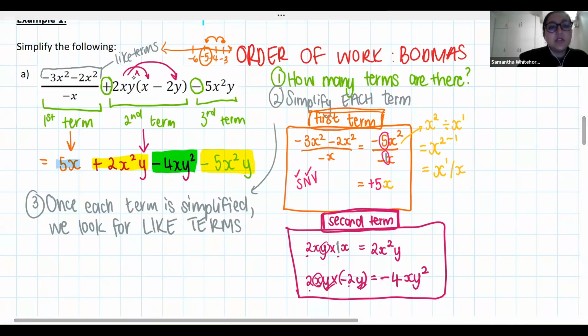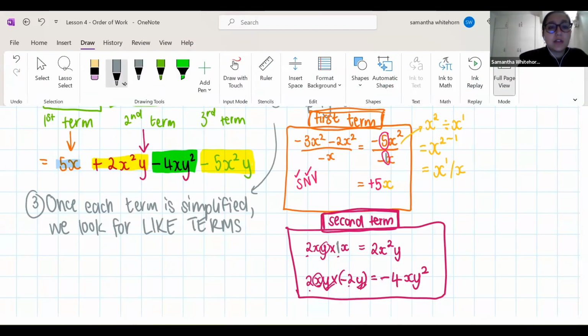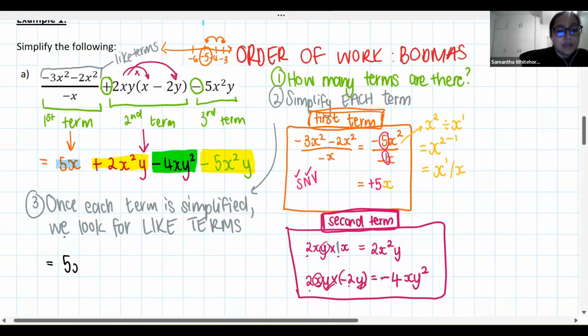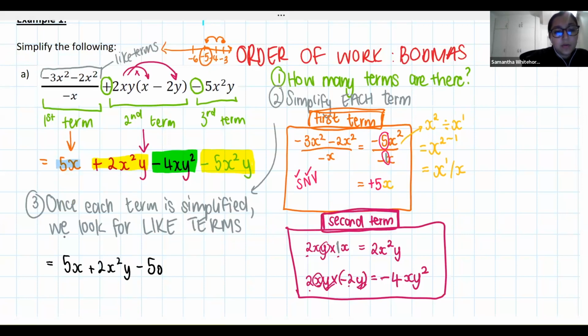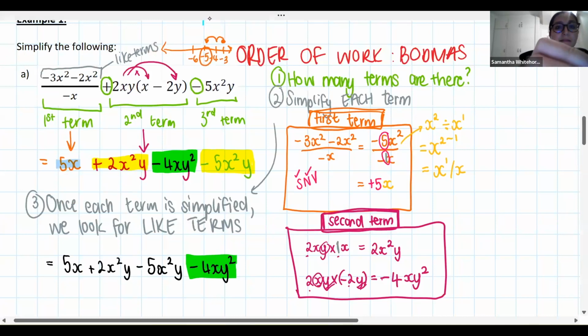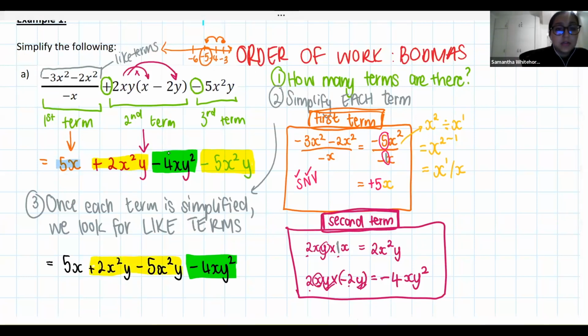Now, guys, remember I have said to you before, if you're more comfortable writing everything together, so grouping your like terms first, that's fine. So we've got 5x plus 2x squared y minus 5x squared y minus 4xy squared. If you would prefer to group your like terms, that is absolutely fine. There's absolutely nothing wrong with that. So if you need to rearrange, by all means do it. If it's going to help you get to the answer, then do it. You don't have to. Personally, I don't, but that's also just my personal preference. But now you know exactly what it is you need to add and subtract.